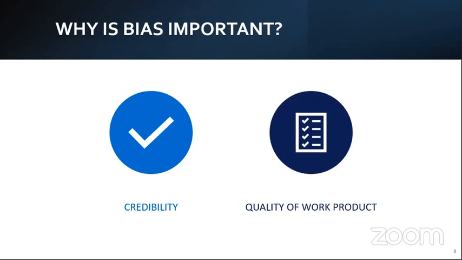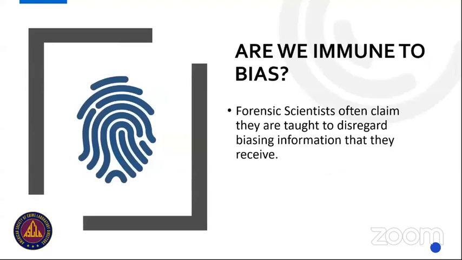That's why we're here today, to understand what bias is, how it impacts our operations, what we can do to address it, and some of those examples in which laboratories have put into place policies, procedures, and practices to help control the impact of bias. So I ask you, are we immune to bias? I've seen lots of documentation in literature and articles in which forensic scientists often claim they are taught to disregard biasing information that they receive. We're objective scientists. We're not susceptible to the impact of bias.